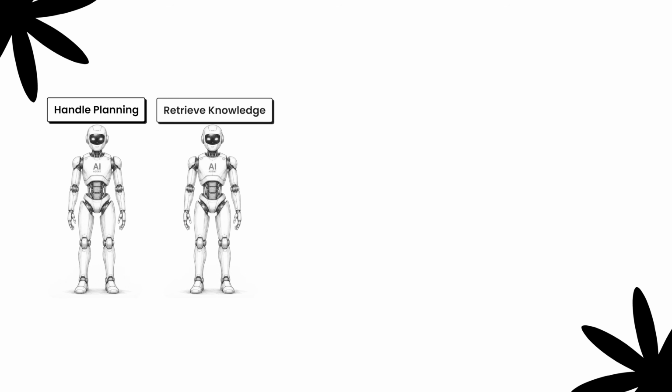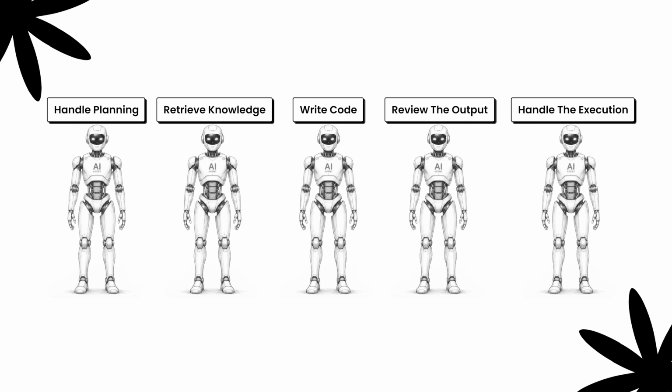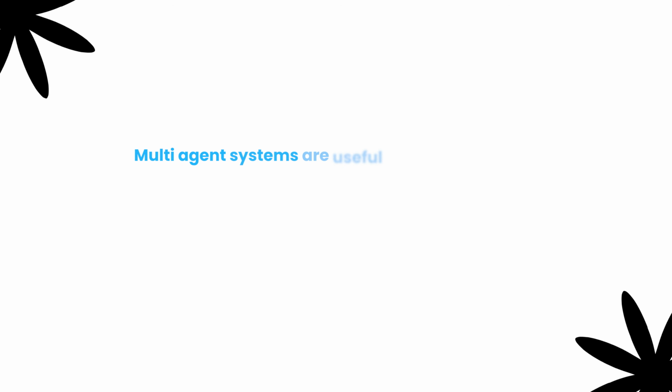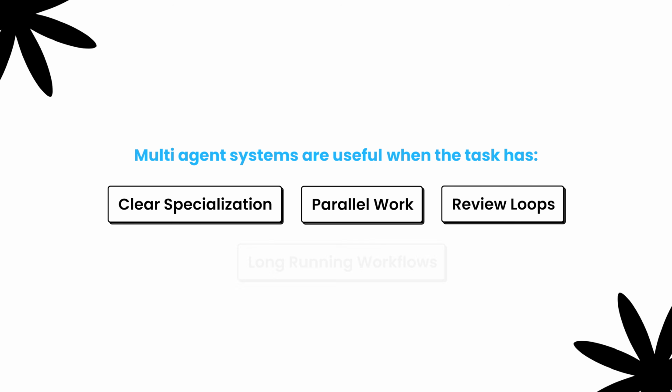But on the other hand, in a multi-agent system, the workflow is split across multiple specialized agents. One agent may handle planning, another may retrieve knowledge, another may write code, another may review the output, and another may handle the execution. The key idea is separation of responsibilities. So instead of one agent doing everything, you design multiple agents with defined roles, input contracts, output contracts, and routing logic between these agents. Multi-agent systems are useful when the task has clear specialization, parallel work, review loops, or long-running workflows. But they also add complexity.